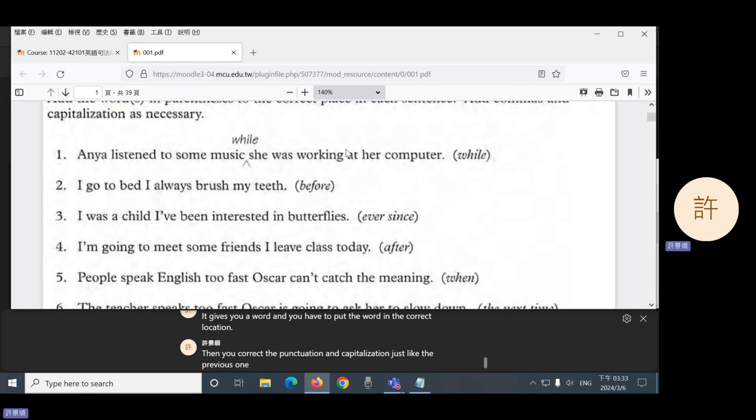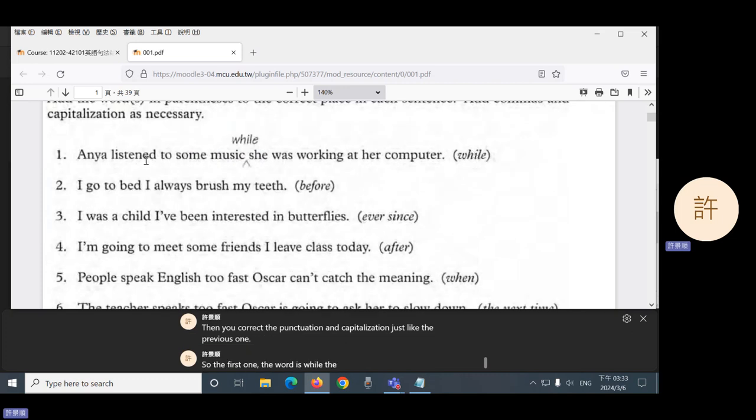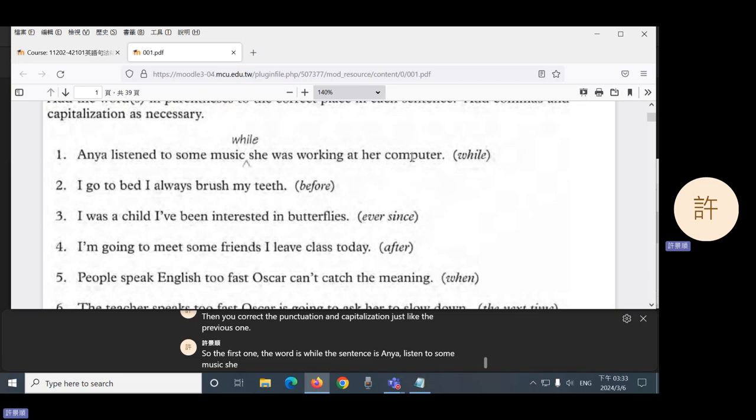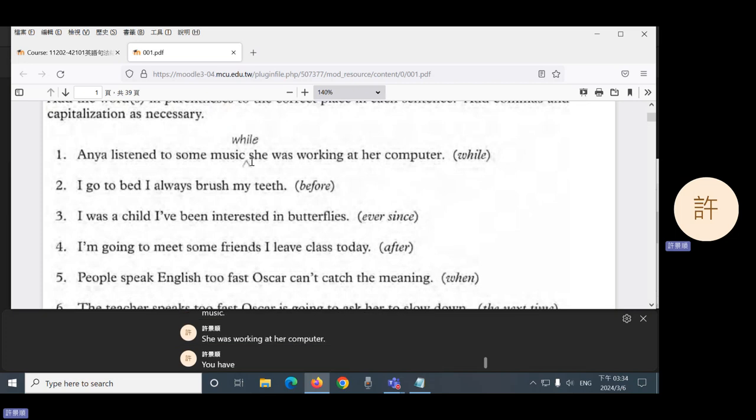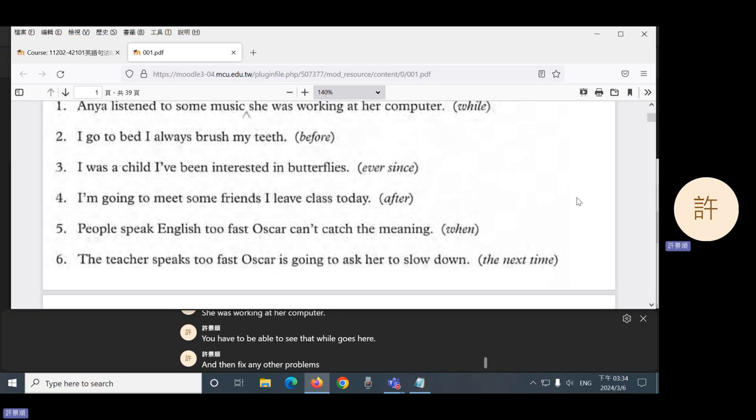So the first one, the word is while. The sentence is, Anya listened to some music. She was working at her computer. You have to be able to see that while goes here, and then fix any other problems. 5 questions. This should be slightly easier. I'll give you 2 minutes.